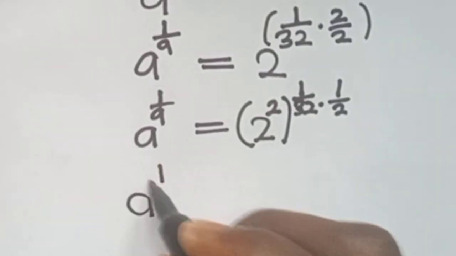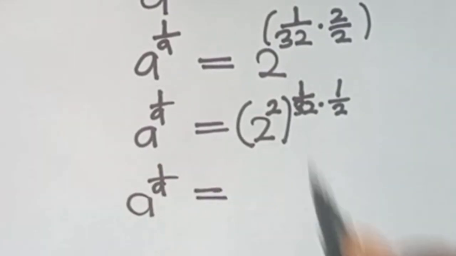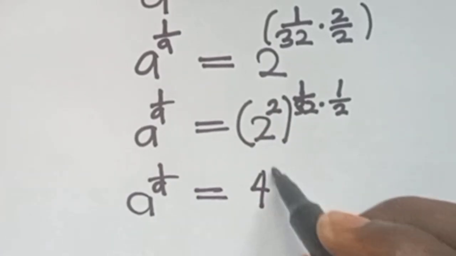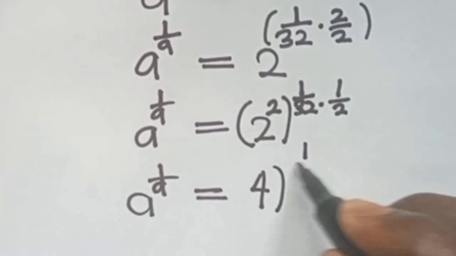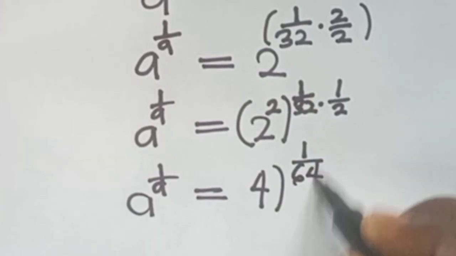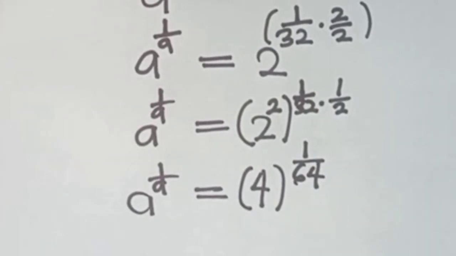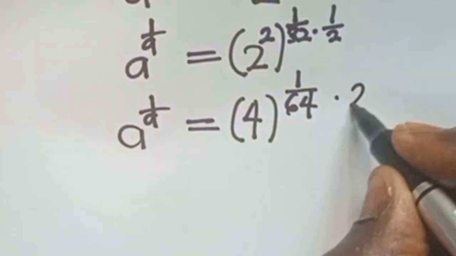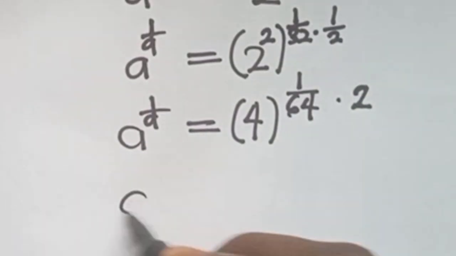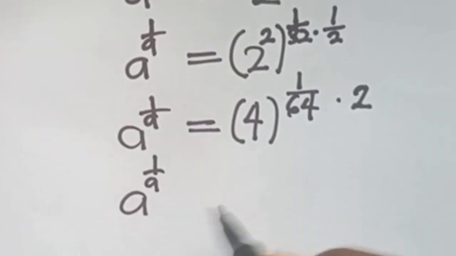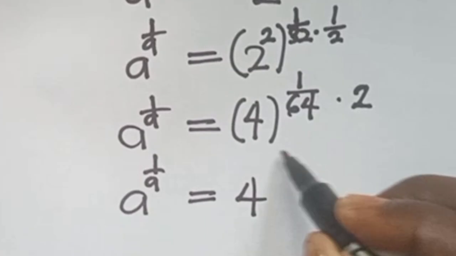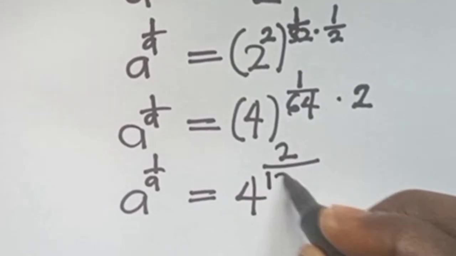This is a to the power of 1 over a equal to 2 to the power of 2, that is 4, and to the power of 1 times 1 is 1. 32 times 2, that is 64. I'm going to multiply the numerator and the denominator by 2, so that a to the power of 1 over a will be equal to 4 to the power of 2 over 128.